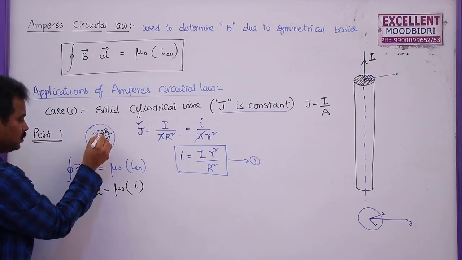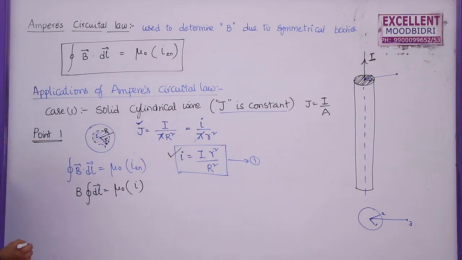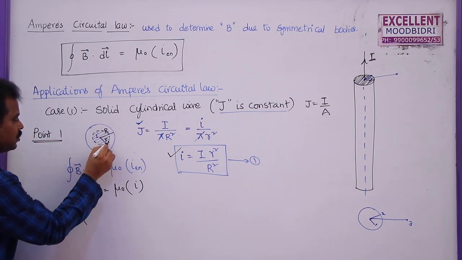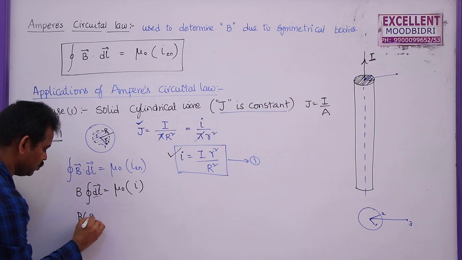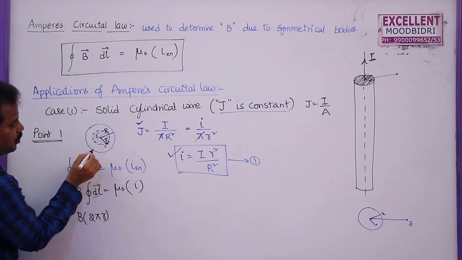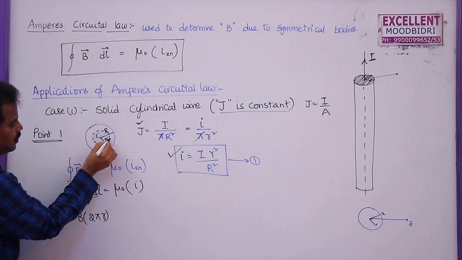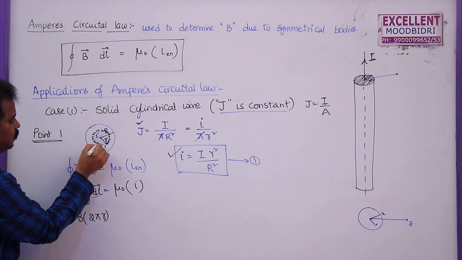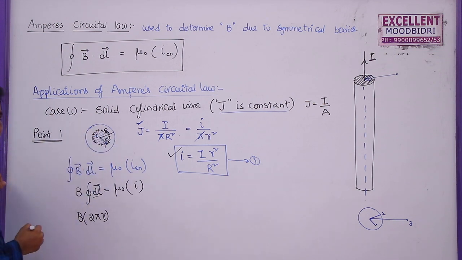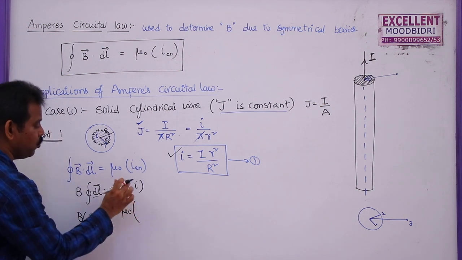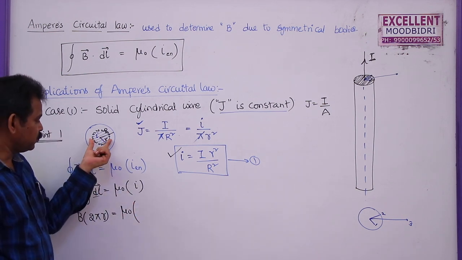So the current enclosed by the surface is small i. So B into what is the circumference of the circular path? The integral of dl is equal to 2 pi r. Why? Because if you see this one, this is a small portion dl. If you add all these small quantities, then you will get the total circumference as 2 pi r, which is equal to mu naught times the current enclosed by this small portion.